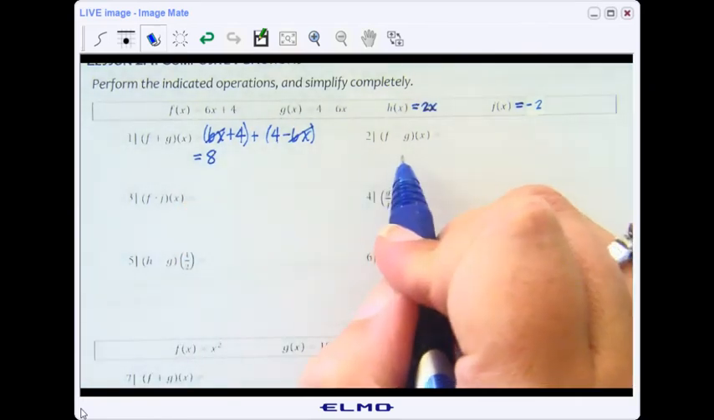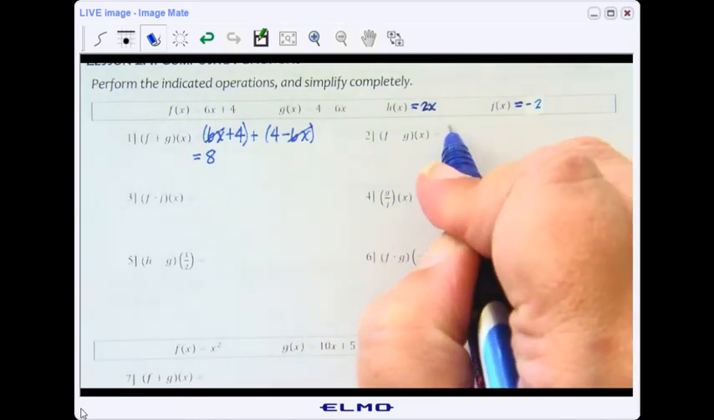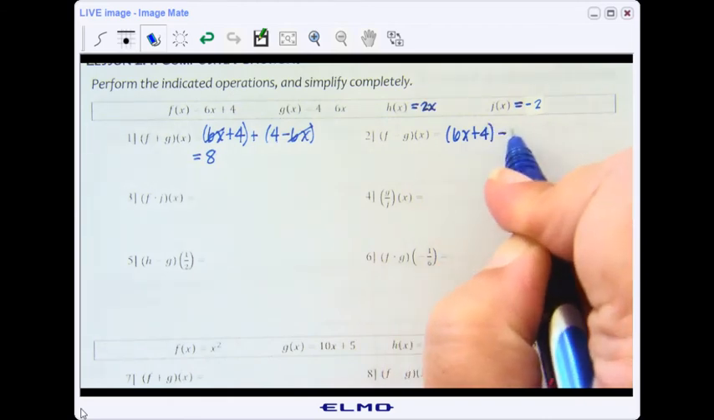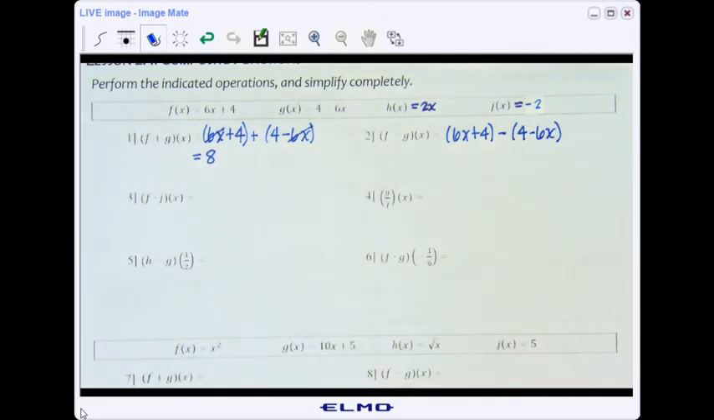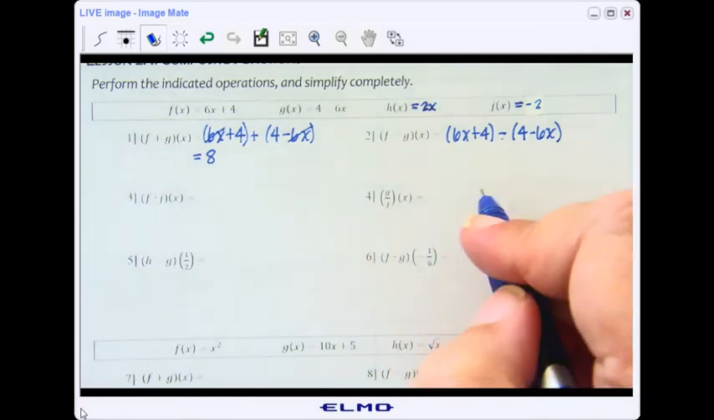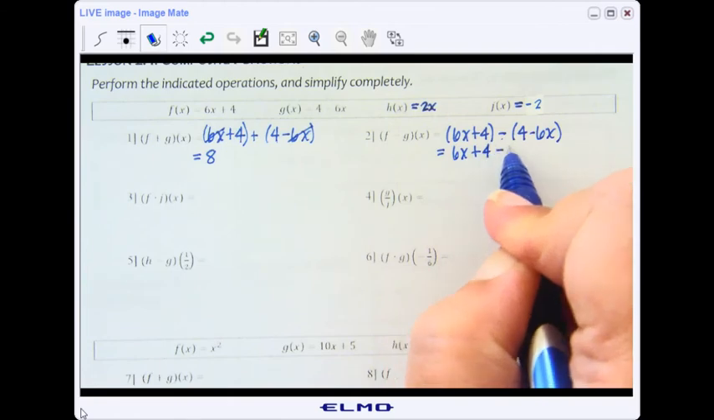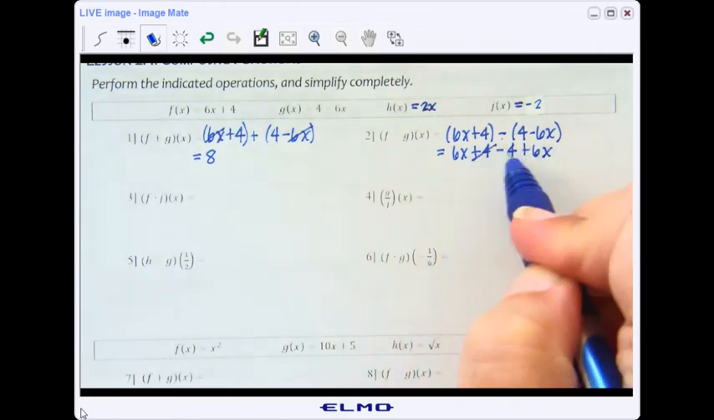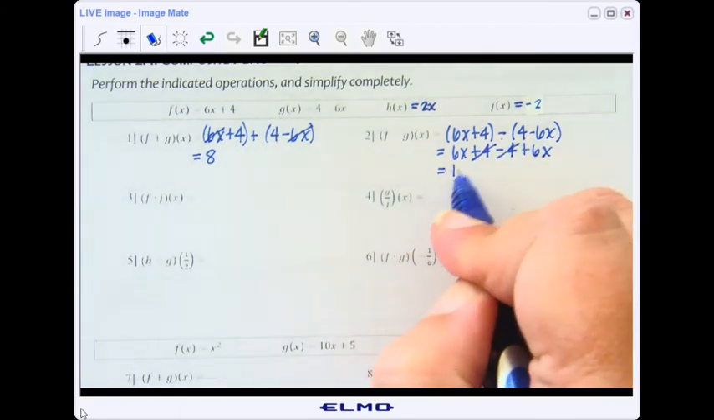In number 2, we're finding f minus g of x. So I have f of x is 6x plus 4 minus g of x, which is 4 minus 6x. When subtracting, you have to remember to distribute your negative to everything inside the parentheses. So this will be 6x plus 4 minus 4 plus 6x. So now my plus 4 minus 4 cancels itself out, and I'm left with 12x.